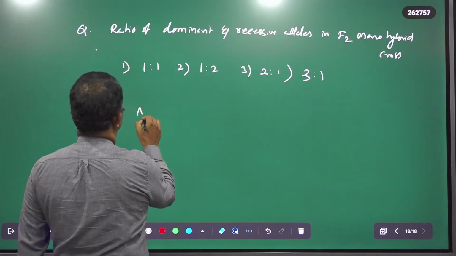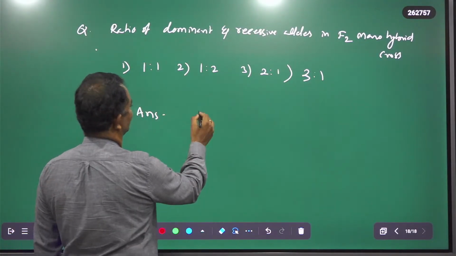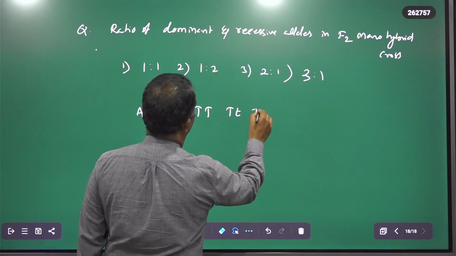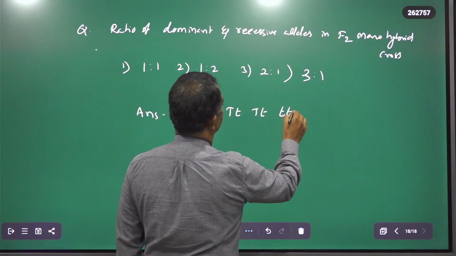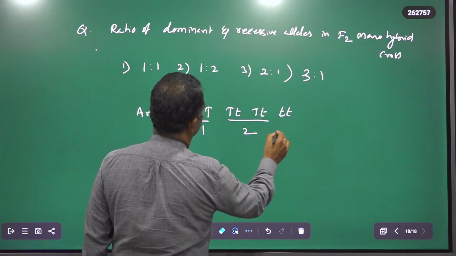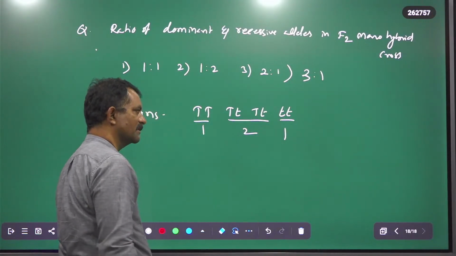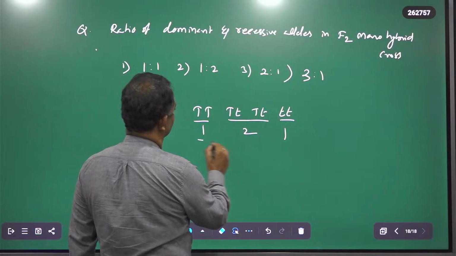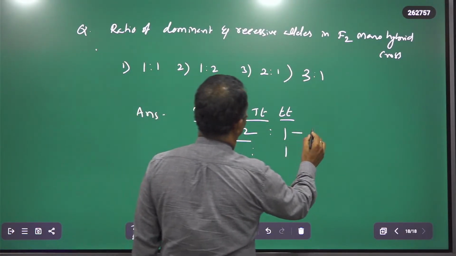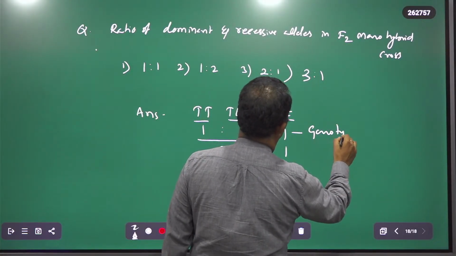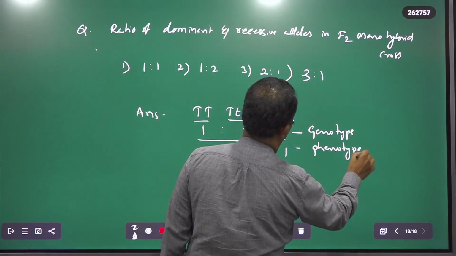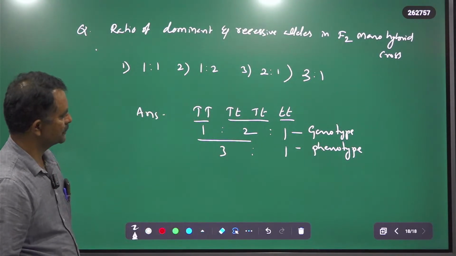What is the answer? For example, capital T capital T, capital T small t, capital T small t, small t small t is there. So it is 1, this is 2, this is 1, the genotypic ratio. 3:1 is the phenotypic ratio. That is genotype, that is phenotype.